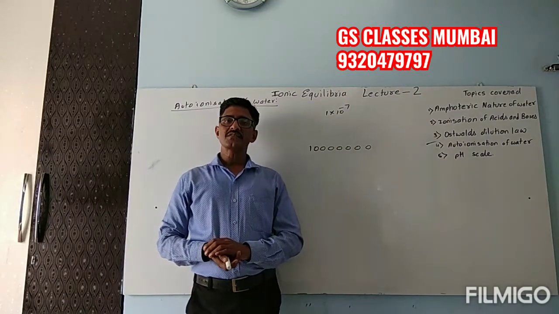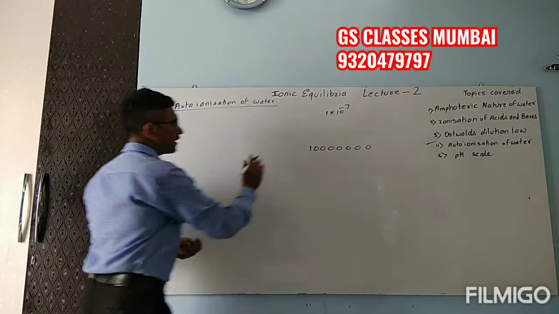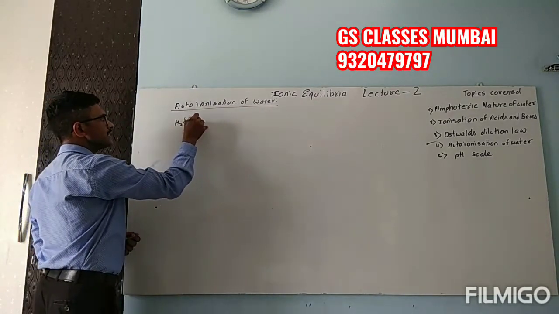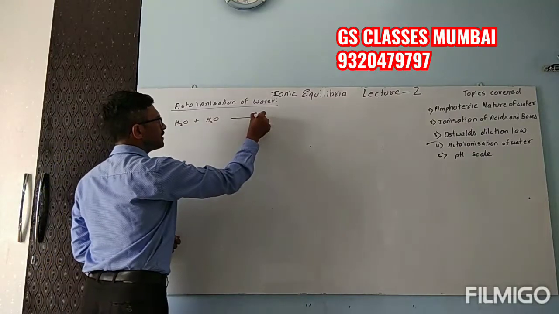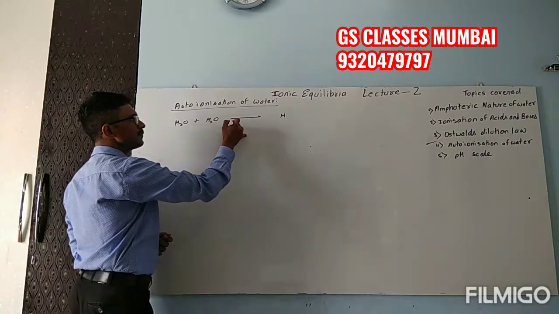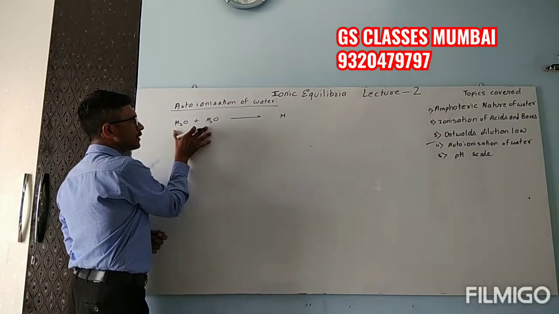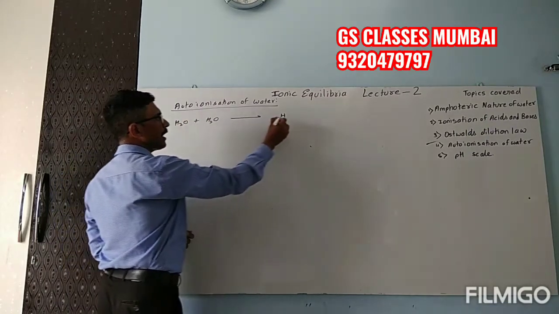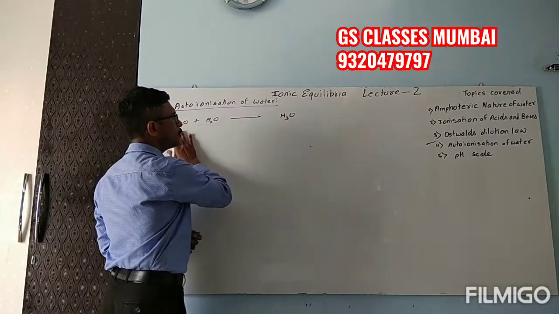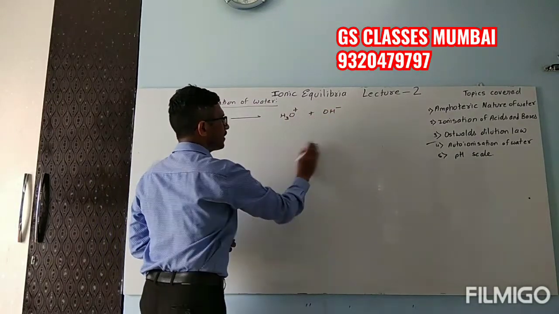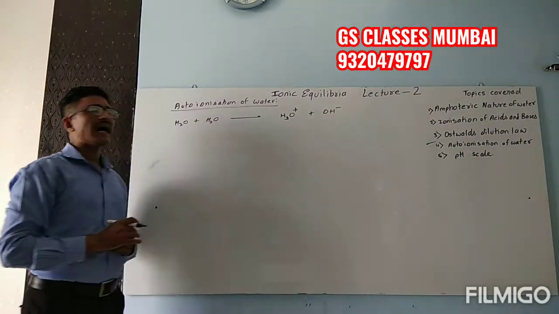So dear children, water has a tendency to split into its ions. Only thing is that the tendency is very poor. Taking 2 water molecules, suppose one is donating the proton, another one will accept it, and this way we are having ions.